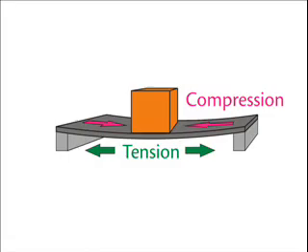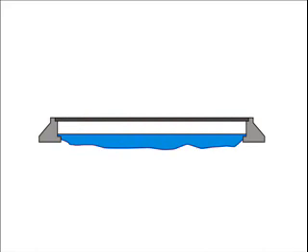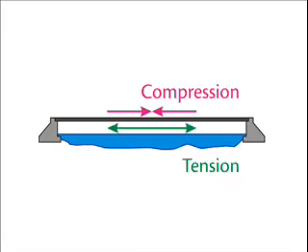If we look at a beam bridge, we can imagine the same forces at work. If the static and dynamic loads become too high, the bridge will bend. This will lead to compression on the top of the bridge and tension on the bottom.